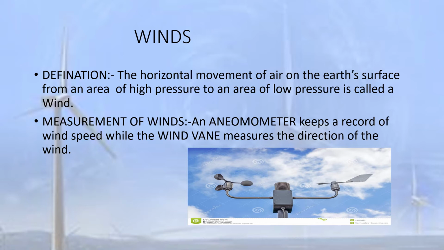Winds. The horizontal movement of air on the Earth's surface from an area of high pressure to an area of low pressure is called a wind. It is measured by an instrument named anemometer, which records the wind speed, while the wind vane measures the direction of the wind.